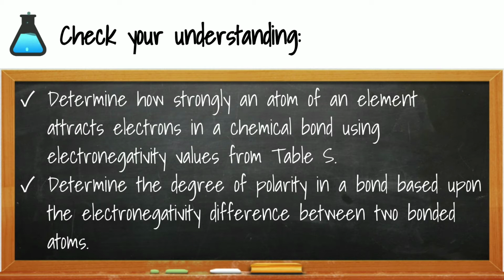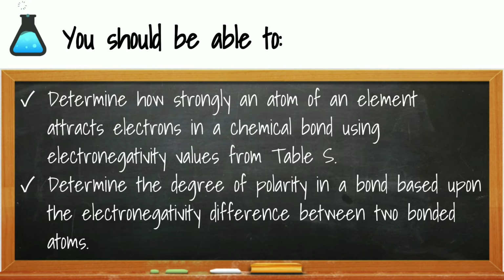So by now you should be able to determine how strongly an atom of an element attracts electrons in a chemical bond and determine the degree of polarity of a bond based upon electronegativity differences of the bonded atoms.